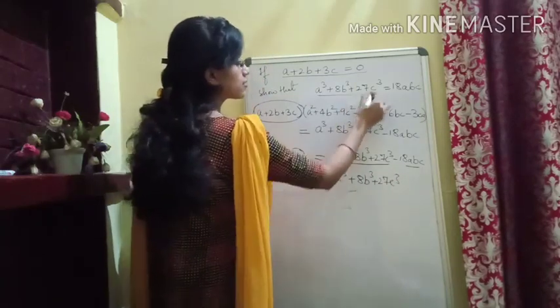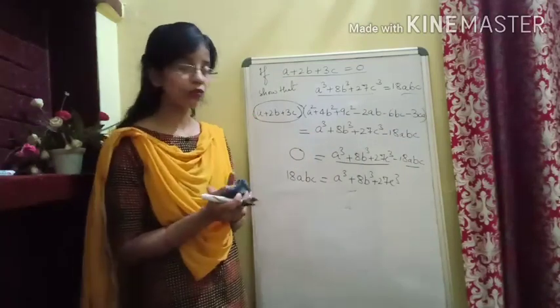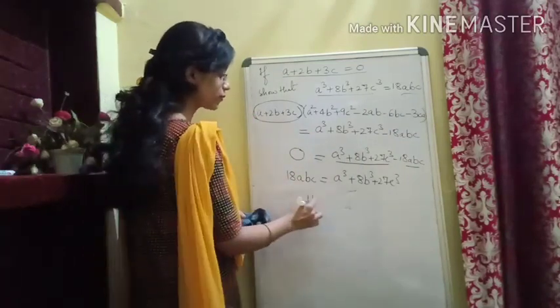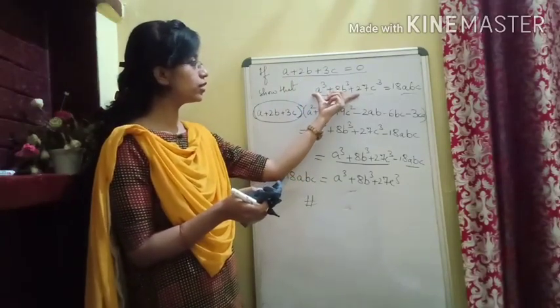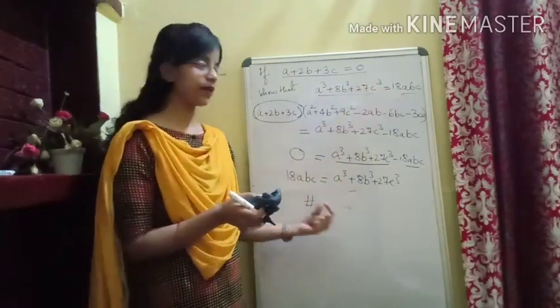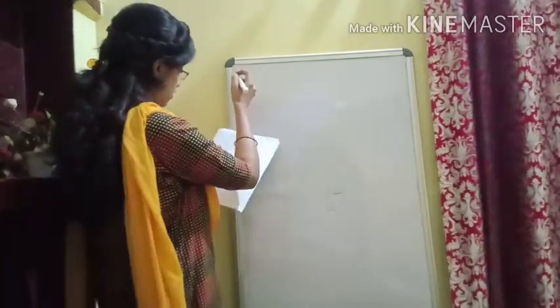You see this is exactly equal to 18abc. That means we have shown, using the given information, that this equals 18abc. Okay.